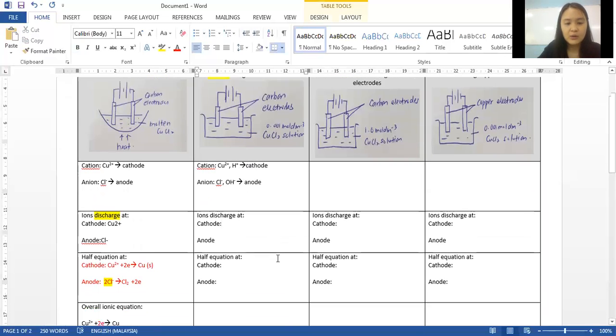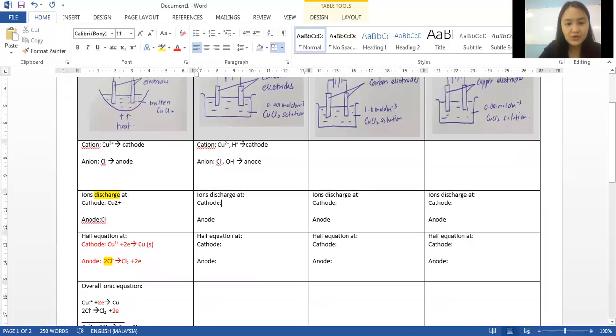Now, who do we choose to discharge at cathode? We do a quick recap. At cathode, our selection for discharge is always based on the ECS. According to the ECS, you are supposed to pick the one that has the lower position. So between Cu2+ and H+, if you have memorized your ECS, you will agree with me that Cu2+ is the one with lower position. So Cu2+ will be picked to discharge at cathode.